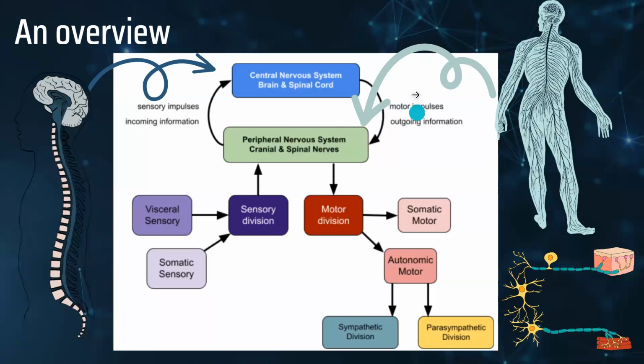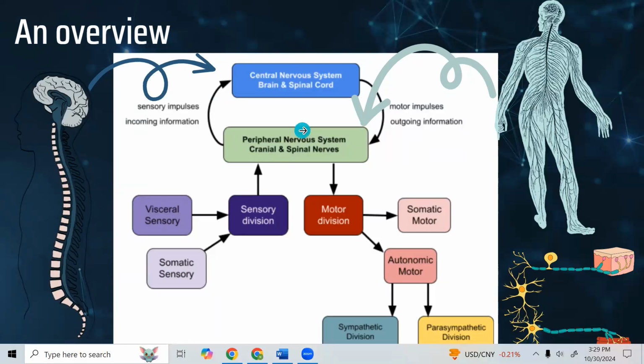Our motor impulses are our outgoing information. We call that efferent information. So efferent exits is how we refer to that. So afferent arrives, efferent exits. And if we look a little farther, we can break this down a bit further. We have a motor division and a sensory division.